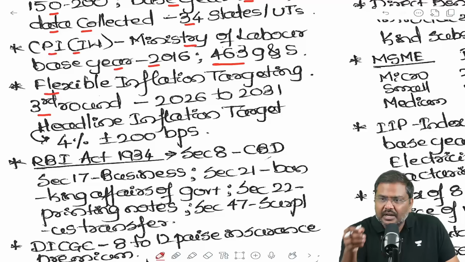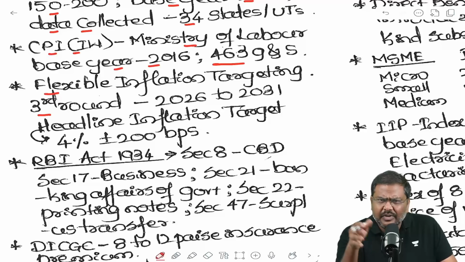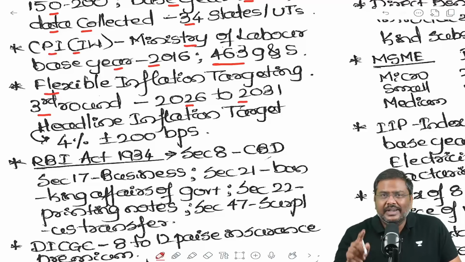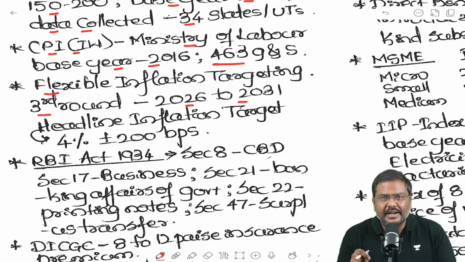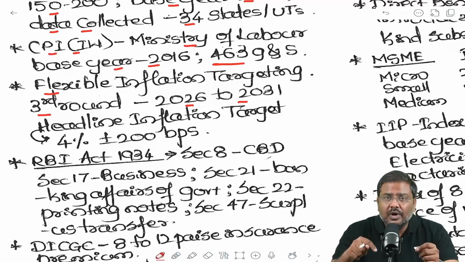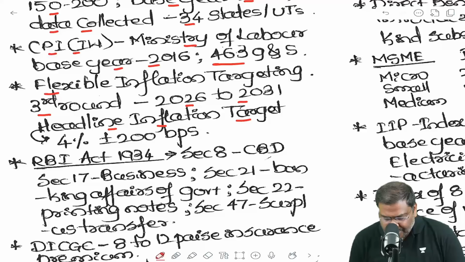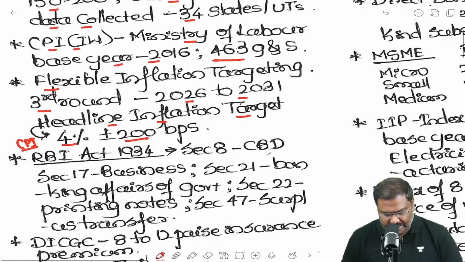First round was implemented from 2016 to 2021. Second round from 2021 to 2026. Now the third round from 2026 to 2031. And under this, the target has been decided by the Government of India after holding consultation with the Reserve Bank of India. That is the headline inflation target, CPI 4% with the flexibility of 200 basis points on either side.